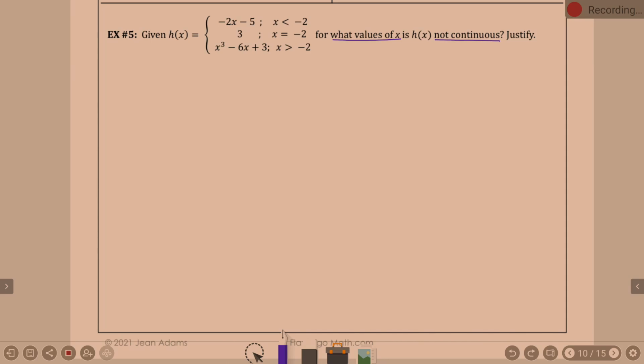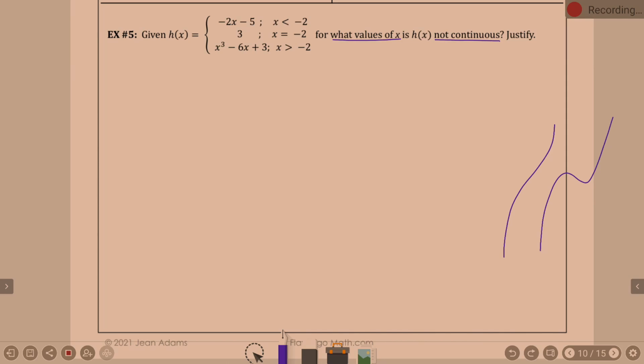What about x cubed minus 6x plus 3? It's just a cubic. Maybe it does something like that. It all depends on what that 6x causes it to do. But it's continuous, okay? It falls into that polynomial category.